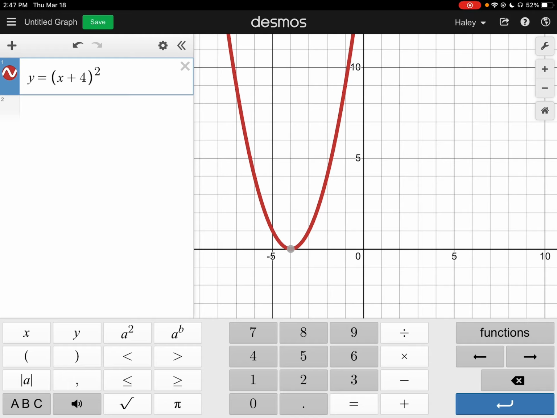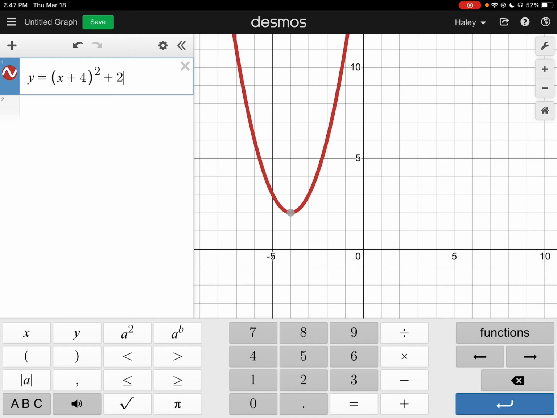If I add a number to the end, say a plus 2 on the end, that still moved it up 2 because numbers at the end move our function up and down. So the plus 2 shouldn't be anything different. Moving up and down we've already done. What's different is now we also moved left 4.